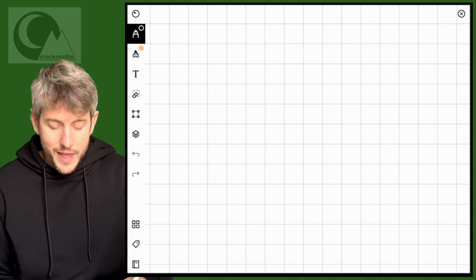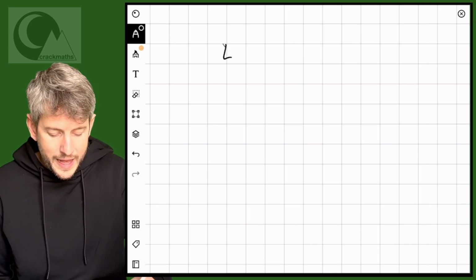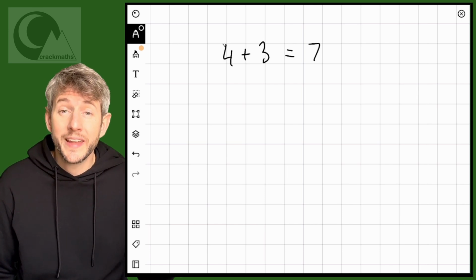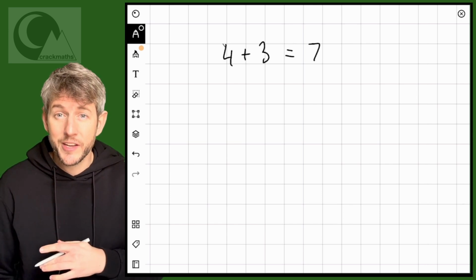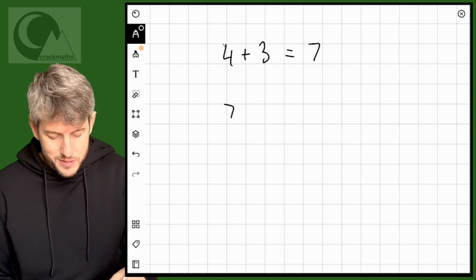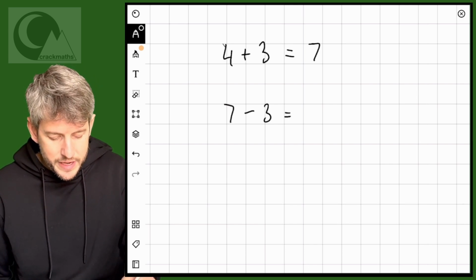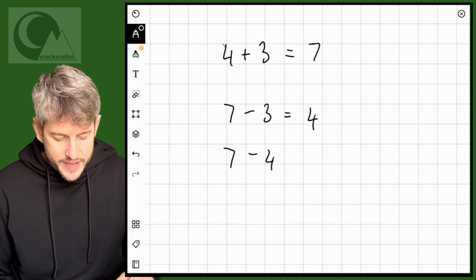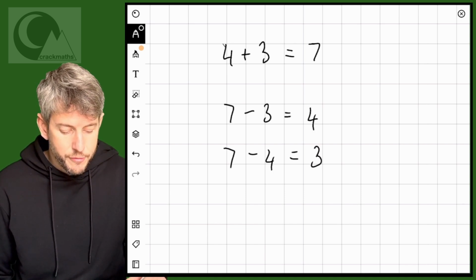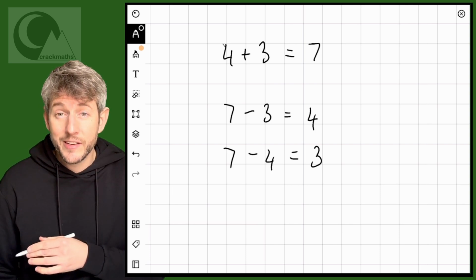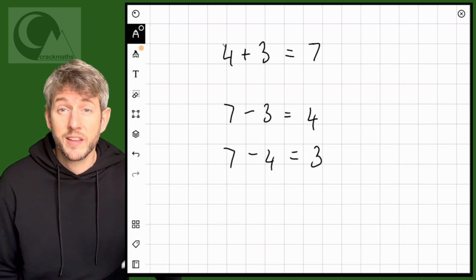Let's think about if I had 4 add 3 equals 7. What could be a reverse of this calculation? Well, the reverse of this calculation is either 7 take away 3 equals 4 or 7 take away 4 equals 3. So what we can do is we can always check our calculations are correct by reversing them in this way.